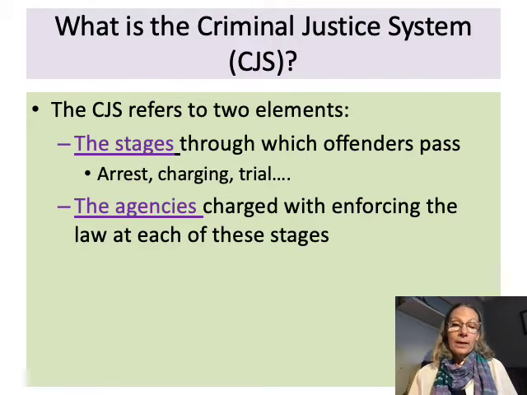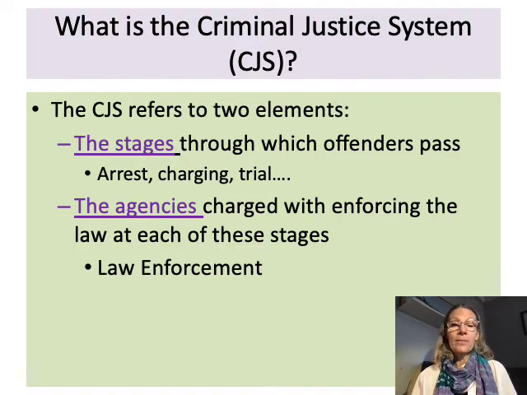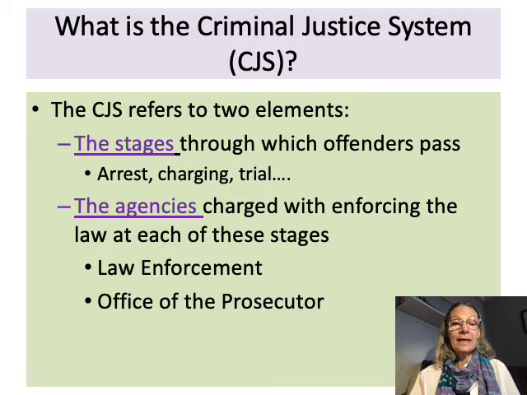Another thing that the criminal justice system refers to are the governmental agencies that are charged with enforcing the law at each of these criminal justice stages. And so, today and throughout the course of the semester, you're going to be learning about these agencies. Law enforcement or police is an agency that is, obviously, as the name suggests, charged with enforcing state and federal law, depending on what type of law enforcement agency it is.